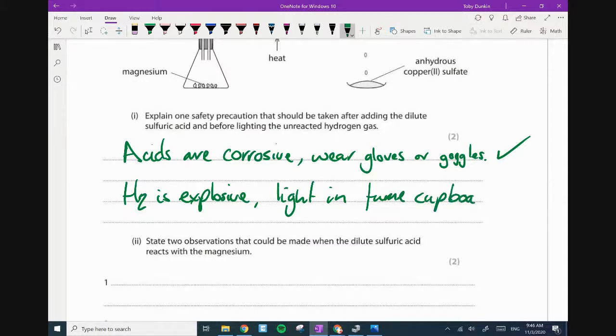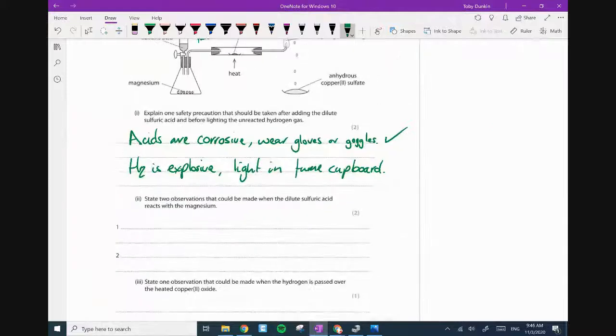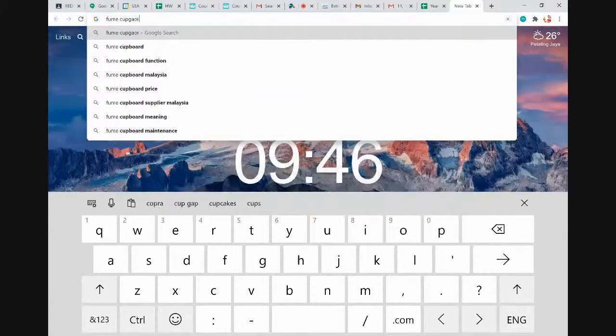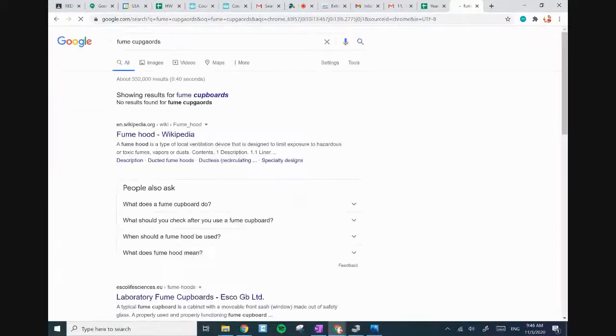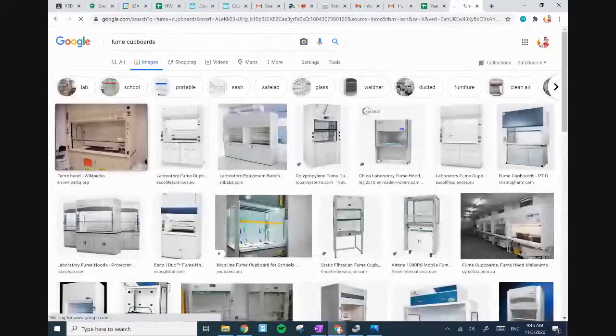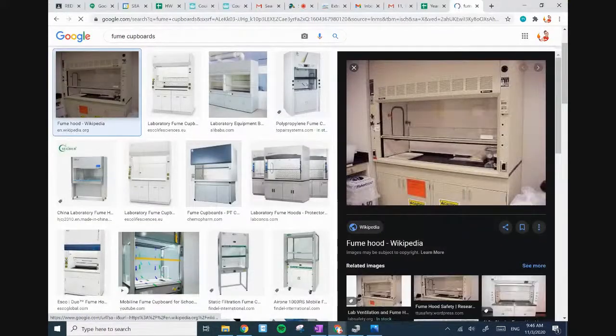Does everyone know what a fume cupboard is? We've got one in each of our labs. They're the big cupboards with the glass door on. I don't know if I've actually used one with you guys before. They're usually for toxic gases, but if there's going to be an explosion, you want it to be in a cupboard. At least it's going to offer some kind of protection. We've got one in every single one of our labs.